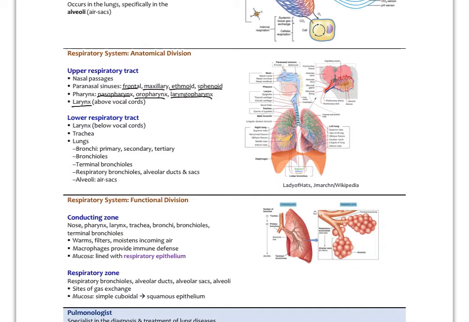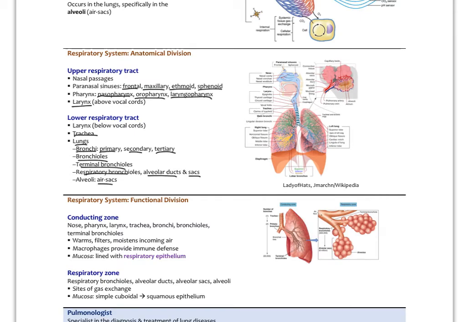The lower respiratory tract would be below the vocal cords and the larynx: the trachea and the lungs, and that would include the primary airways, the bronchi, which are divided into primary, secondary, and tertiary. We'll look at those. Then bronchioles, terminal bronchioles, and respiratory bronchioles, which lead into alveolar ducts and the alveolar sacs, and the alveoli are part of the alveolar sacs.